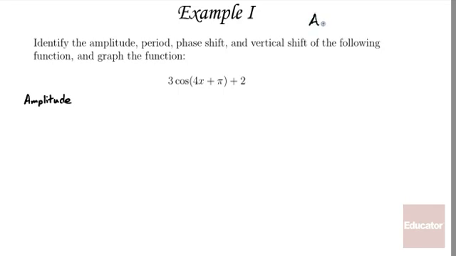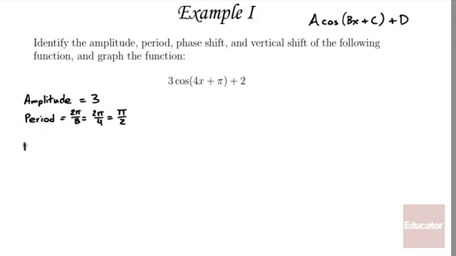Let me write down the original equation. A times cosine of bx plus c, all plus d. So the amplitude is just the a right there. So that's the 3. The period is 2 pi over the b, 2 pi over b. So the b there is 4, so that's 2 pi over 4, which is pi over 2.